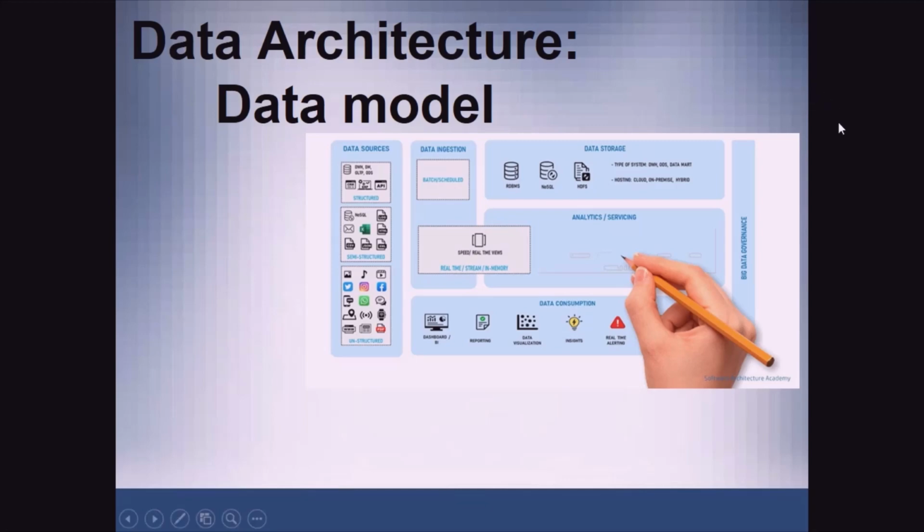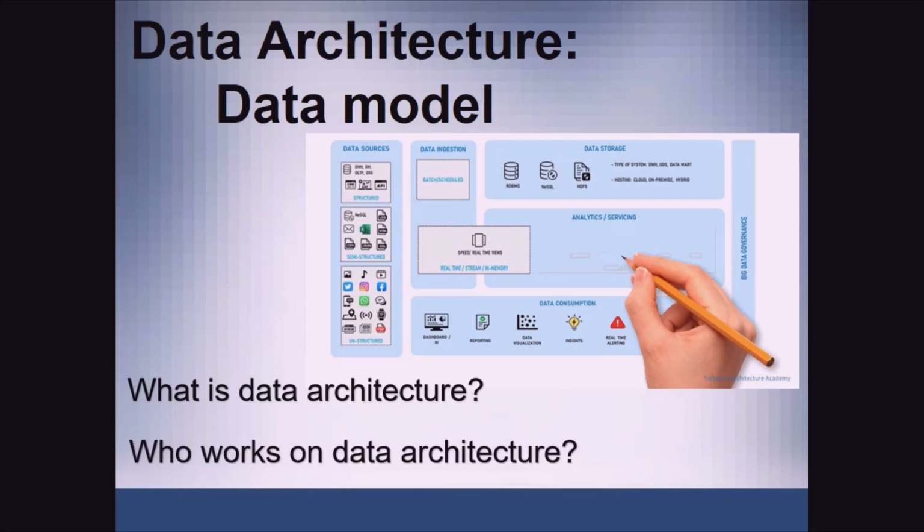So in data architecture, this is a design that requires your pencil and your paper to identify what data is all about. But maybe there is another thing that you may ask. What is data architecture all about? And who works on data architecture? To answer this question, we may say that data architecture is that we orchestrate the data or we draw how the data works.